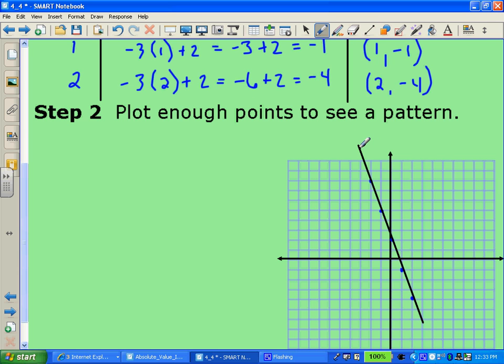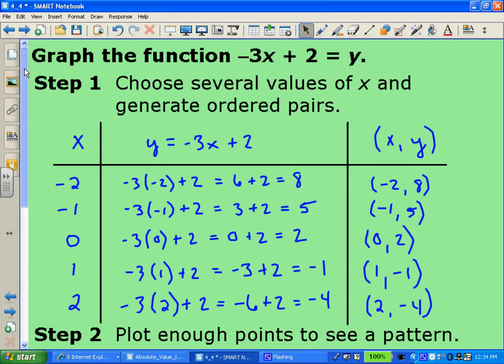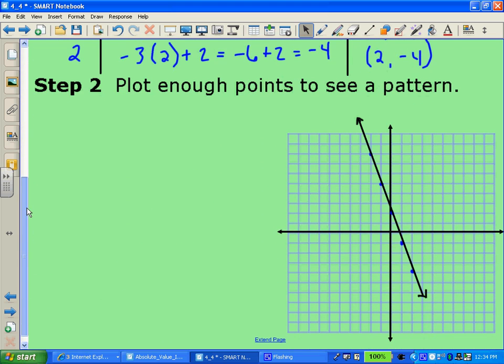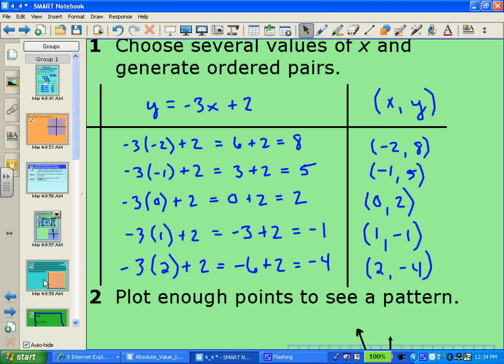I'm going to draw a line through those dots. Make a nice long line. For some reason people like to make really short lines sometimes. Make a nice long line through your points and add arrows to both sides to show that it goes on forever in both directions. So really the only difference between a limited domain and an unlimited domain is that we connect the points that we graph.